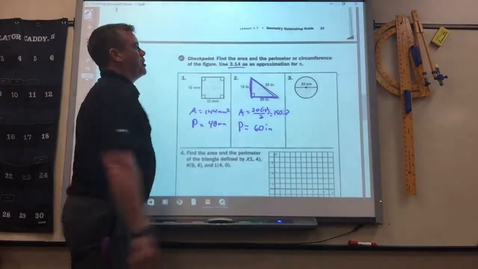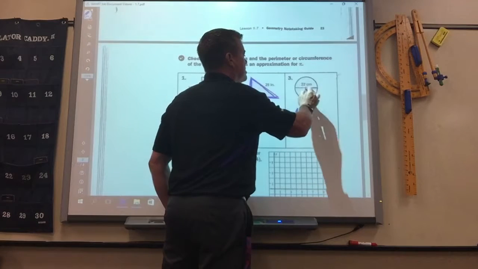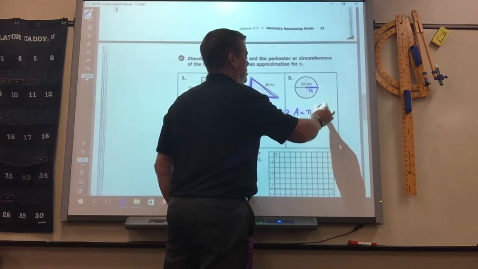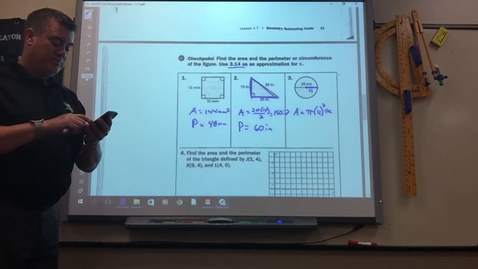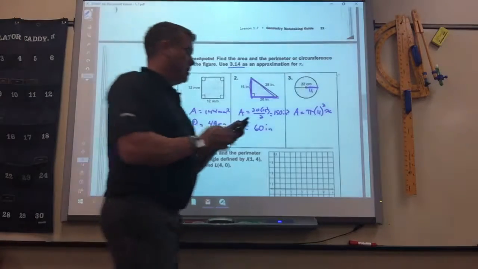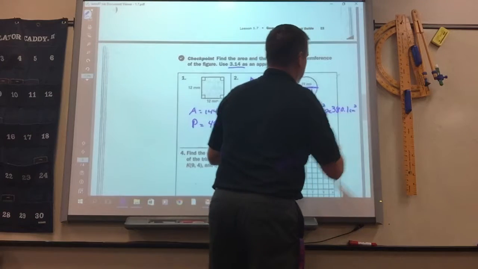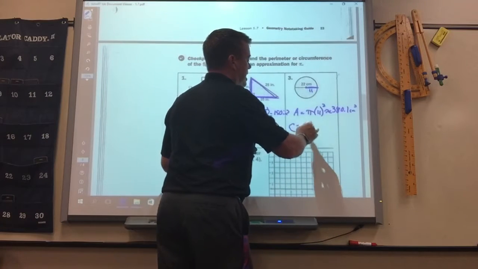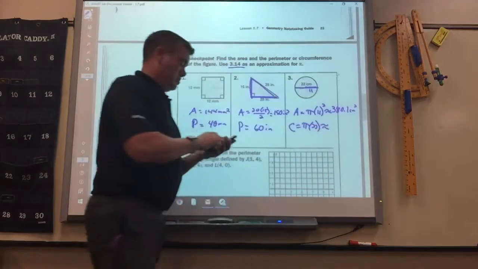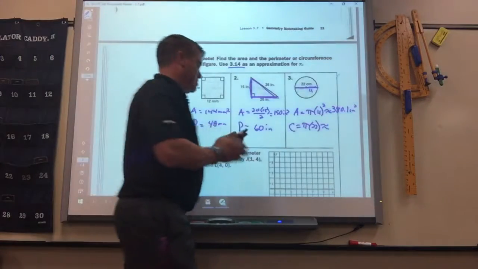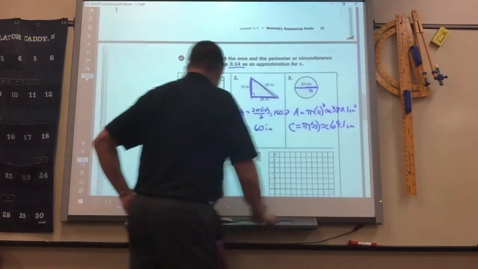Here they tell us to use 3.14. So the area is pi times the radius squared. And then again, we can just round these to the nearest tenth. 380.1 centimeters squared. The circumference is pi times the diameter all the way across. 69.1 centimeters.